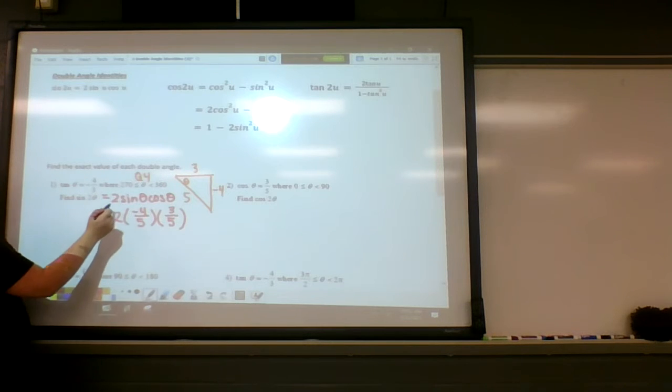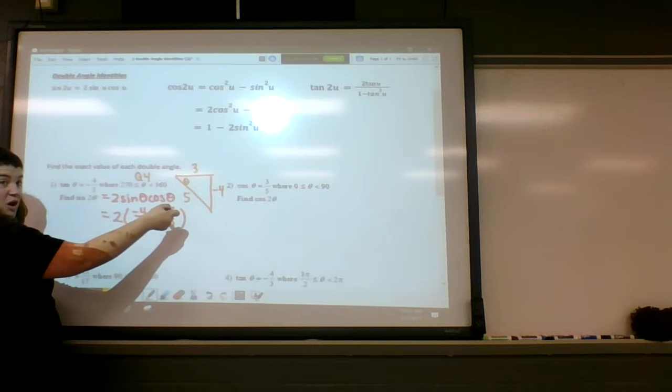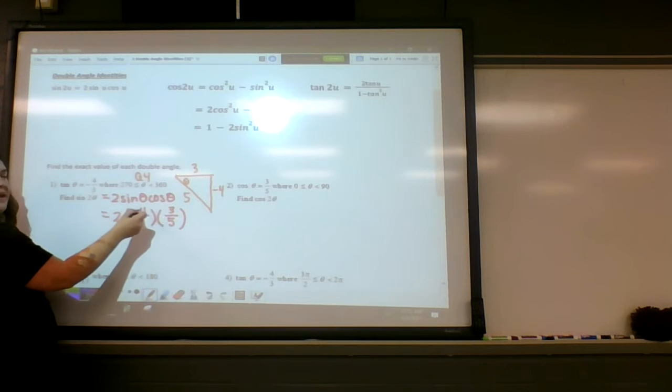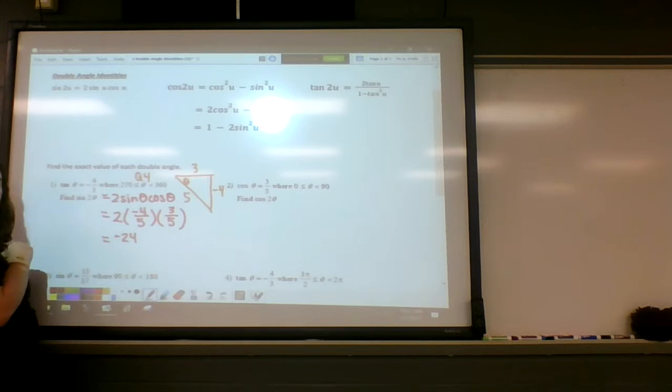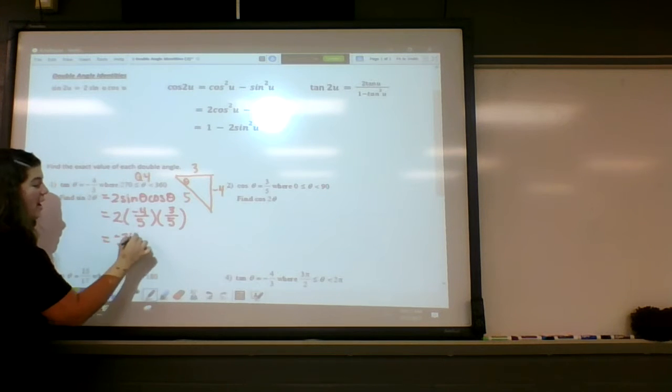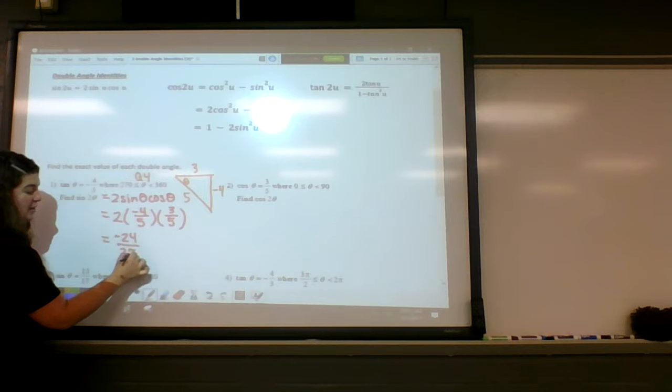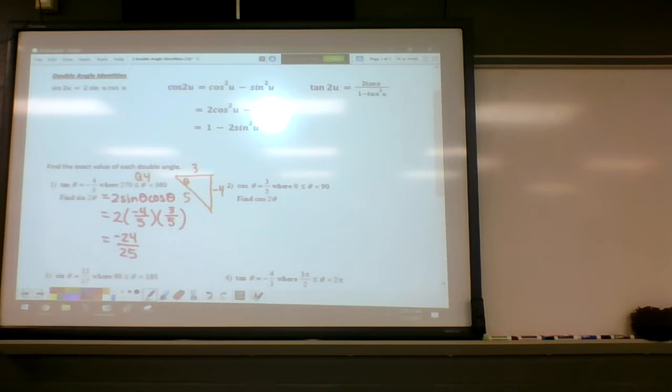By the way, you can multiply the 2 times negative 4 times the 3 because those are all on the top, right? 2 times negative 4 is negative 8. Times 3 is negative 24. And then in the bottom, you'll have a 5 times 5, which is 25. So the value of the sine of 2 theta based off of this situation is just negative 24/25. What do you think? Super crazy? You're just following the identity, right? Following the identity. All right.